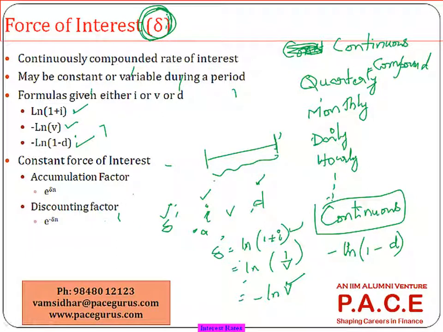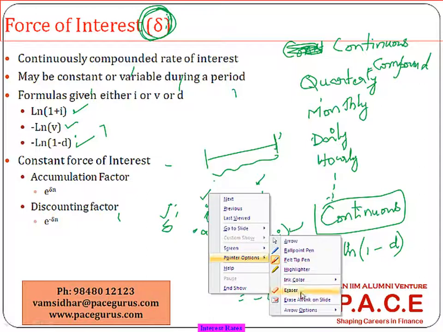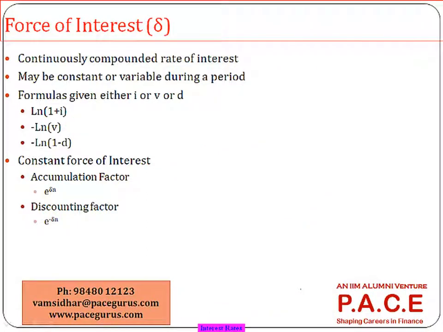So that is one. And here is where I want to bring out that this force of interest, or this continuously compounded rate of interest, can be constant for the entire period which we are considering. Let's say we are talking about a 5-year period. I am depositing now. I will withdraw after 5 years.